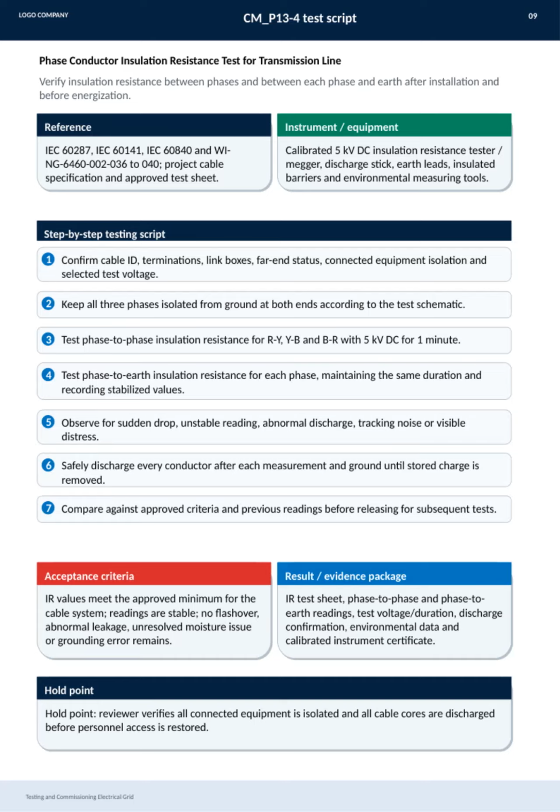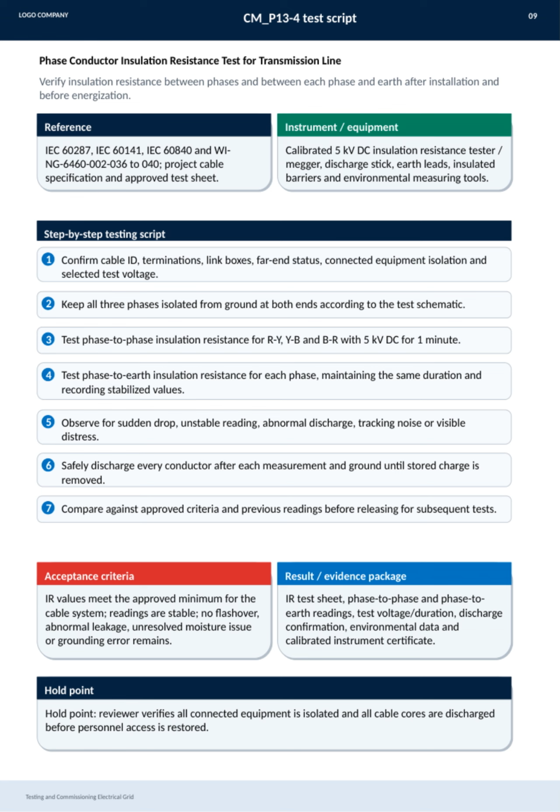Now, let's talk about the phase conductor insulation resistance test for the transmission line. This test is crucial to verify the insulation resistance both between phases and between each phase and earth after installation and before energization. We follow standards like IEC 60287, IEC 60141, IEC 60840, and specific project specifications to ensure accuracy. We use a calibrated 5 kV DC insulation resistance tester, commonly called a megger, along with discharge sticks, earth leads, insulated barriers, and tools to measure environmental conditions.